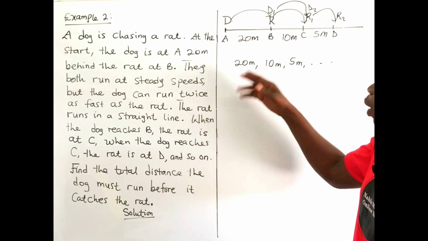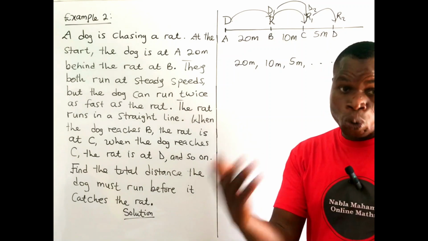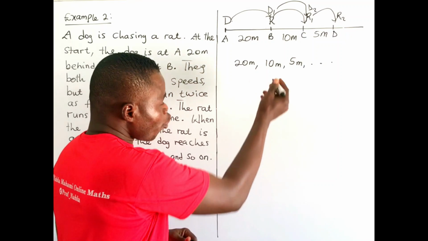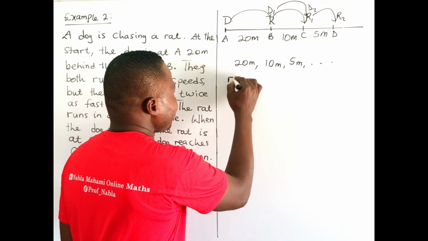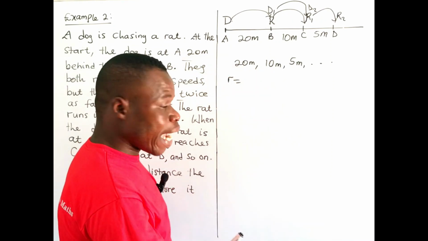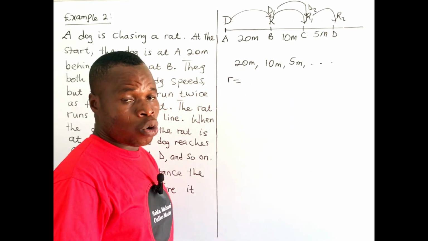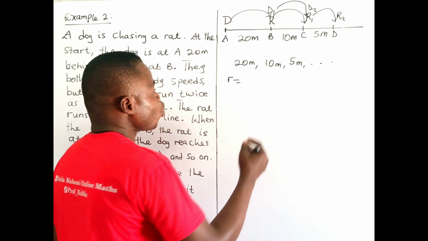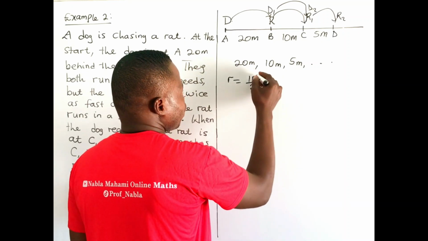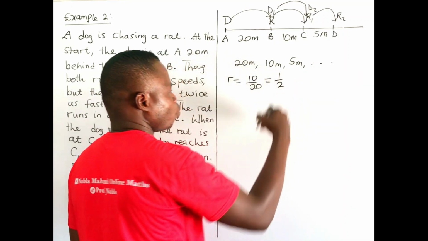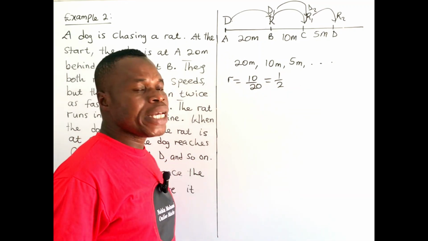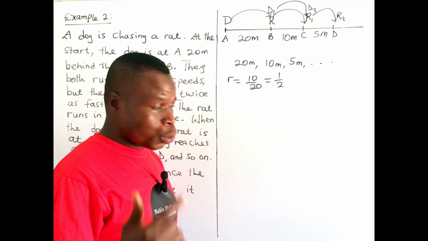Definitely you realize that this is a geometric progression, because it has a common ratio, which is half. To find the common ratio, R, you take two consecutive terms and divide the right term by the preceding term. So here I'll have 10 over 20. Zero take away zero, then we have 1 over 2, or 10 into itself is 1, 10 into 20 is 2. So the common ratio here is 1 over 2.